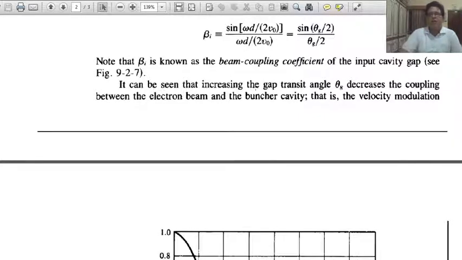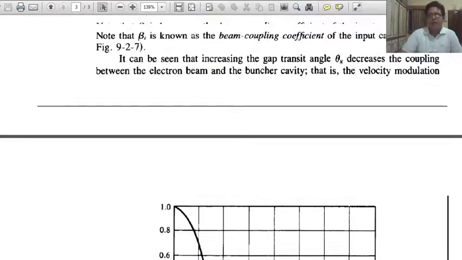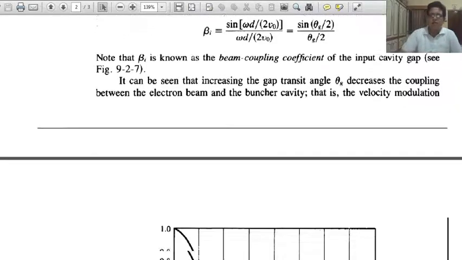Now it can be seen that on increasing the gap transit angle theta z, the coupling between the electron beam and the Buncher cavity, that is the velocity modulation of the beam for a microwave signal, decreases. This can be easily seen from here. Increasing theta z, beta I is decreasing.